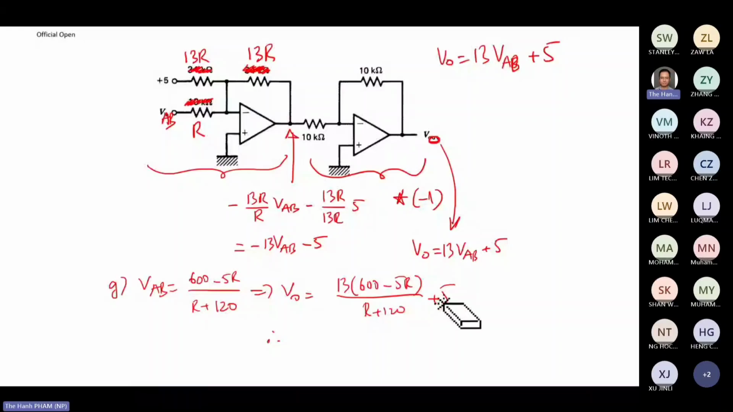The thing is, here it's not linearly dependent. Basically, here you cannot have a straight line. If linearly dependent, it means you have a straight line. Here you don't have a straight line.